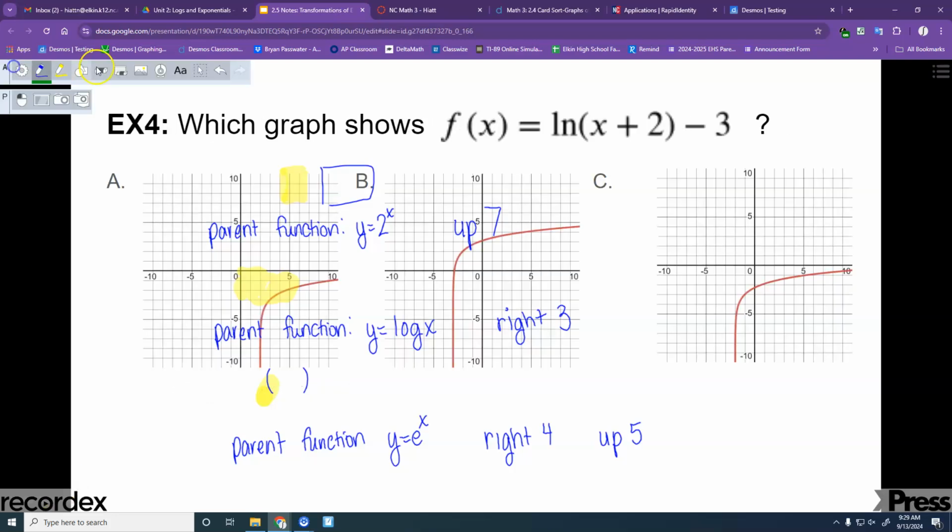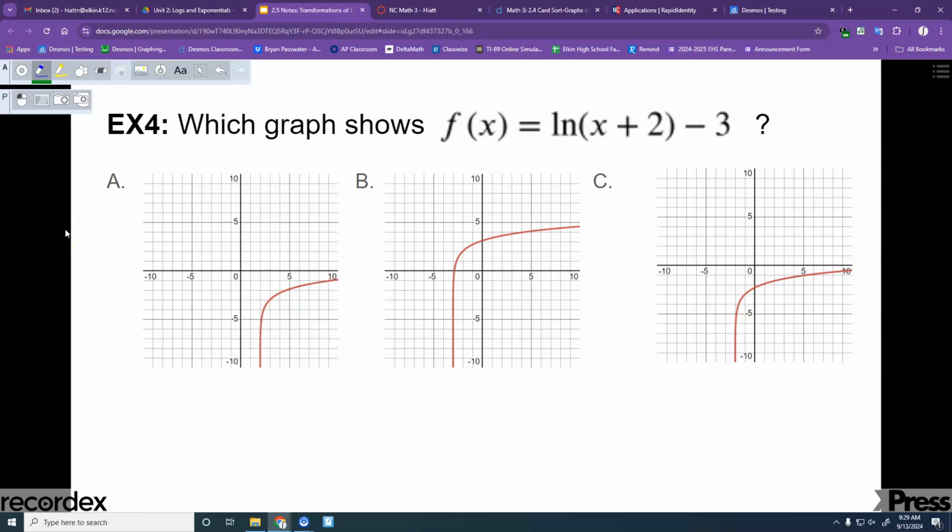Okay. All right, you're going to get a lot of these in multiple choice form. Now let's try to do it without Desmos, and then let's go look at Desmos to check, okay? We got natural log of x plus 2 minus 3. What does this plus 2 do to the graph, Angel? Left 2. Okay? Victor, what does the minus 3 do to the graph?